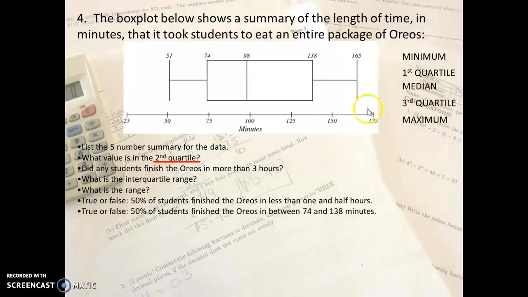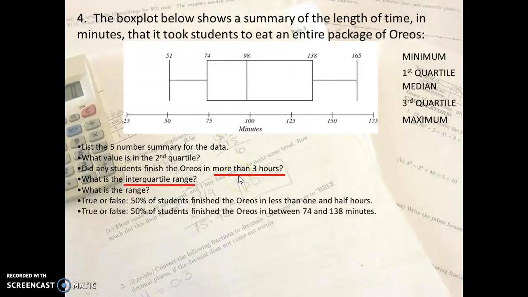Next up, second quartile, just follow the pattern. First quartile, median, third quartile. I think you can think of another name for the median in the middle there. More than 3 hours. How would I answer that? Well, you know what the maximum is, so then you can answer this question. You know what the maximum number is based on that 5-number summary, so you can find if that's more than 3 hours or not.